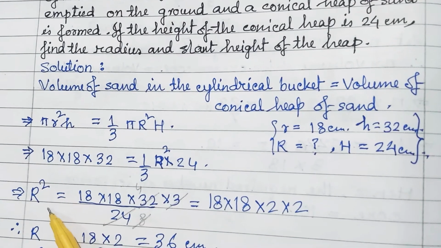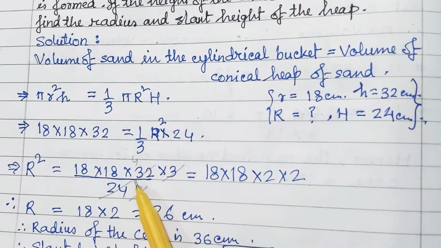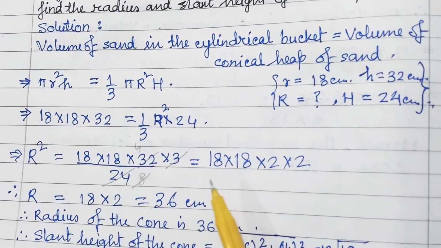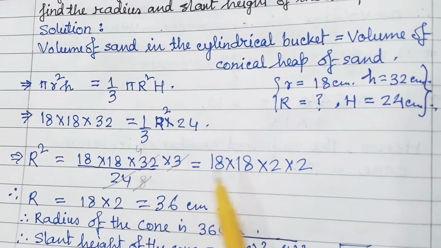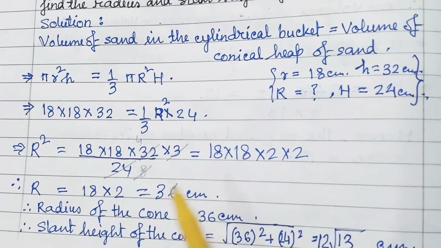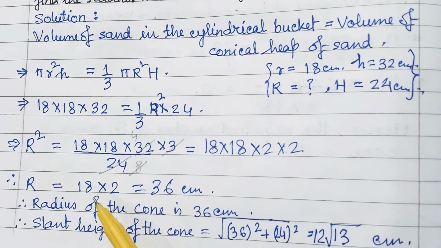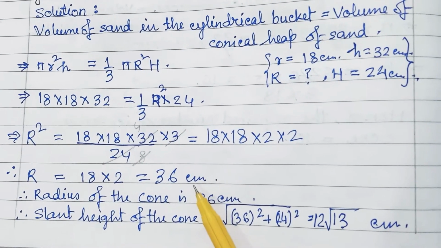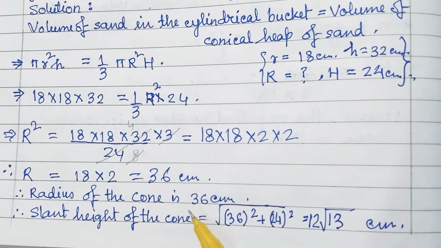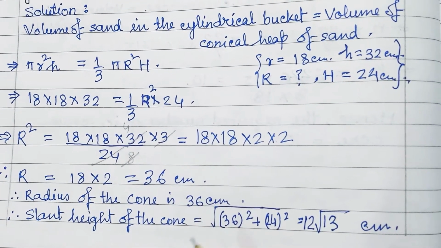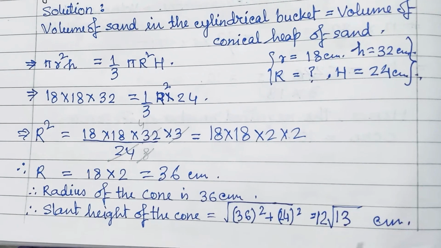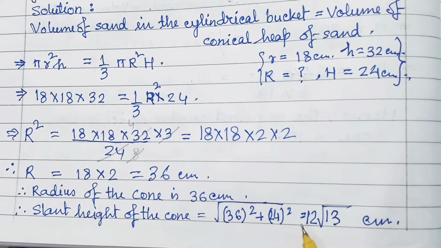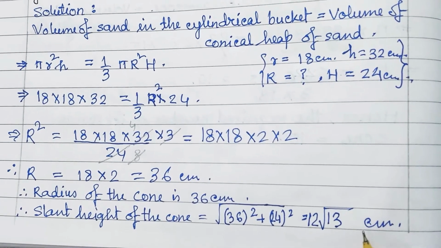So R square is equal to 18 into 18 into 32 into 3 upon 24, that is 18 into 18 into 2 into 2. So R is equal to 18 into 2, which is 36 centimeter. So the radius of the cone is 36 centimeter. Now the slant height of the cone we have to find out, that is the square root of 36 square plus 24 square, which is equal to 12 root 13 centimeter.